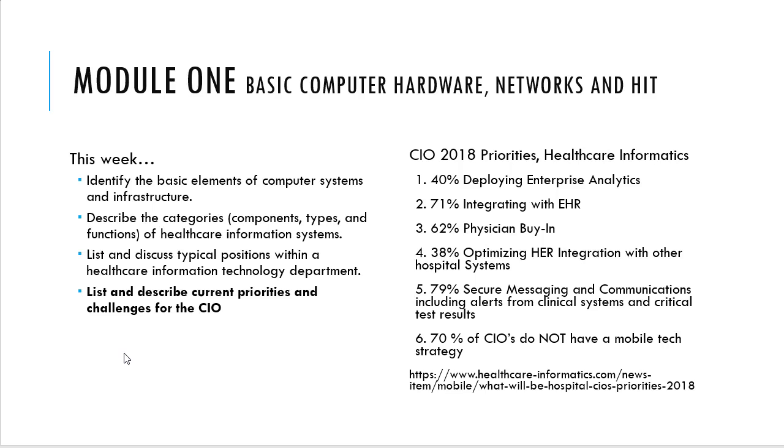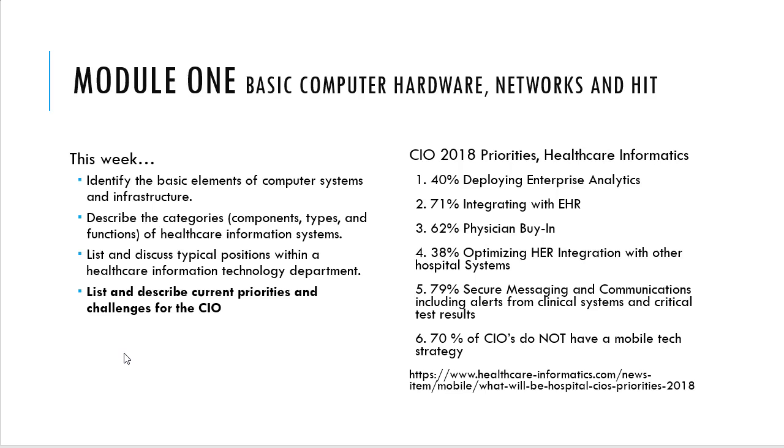Another organization, Healthcare Informatics, shows their priorities a little bit differently, and the way they show those is basically as a percentage of CIOs who have determined that this is an issue. So for example, 40% of CIOs that have been polled in 2018 said that deploying enterprise analytics was one of their priorities. 71% said integrating with the EHR.